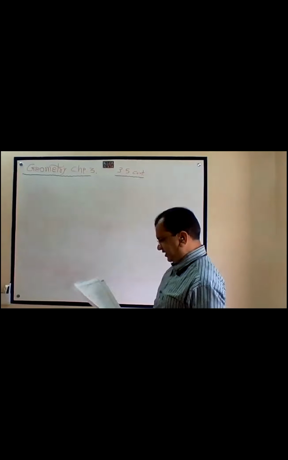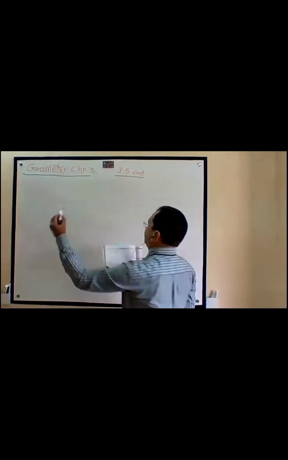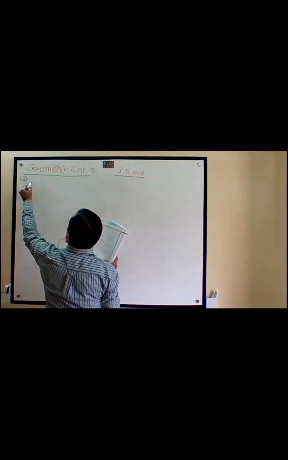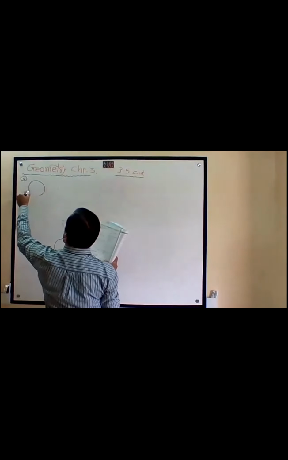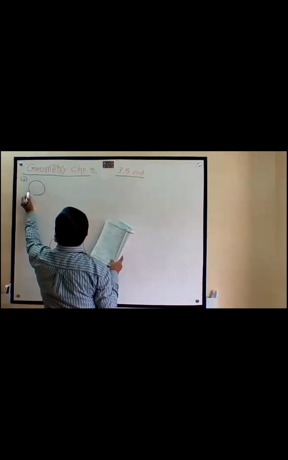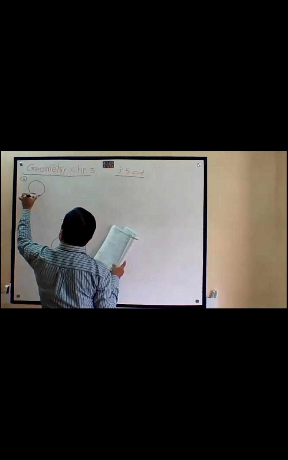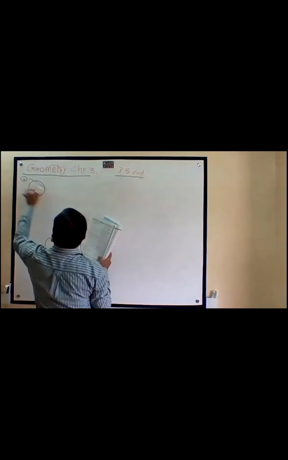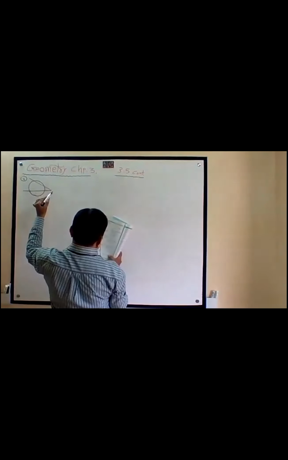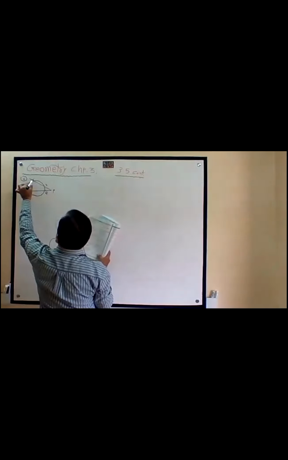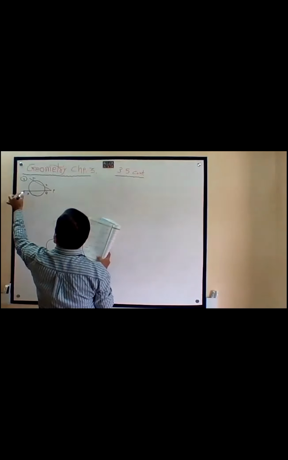So let's start with new sum. First and second we have done. Now first I'll do fourth one. Both have the secant. P, S, Q, T, R.